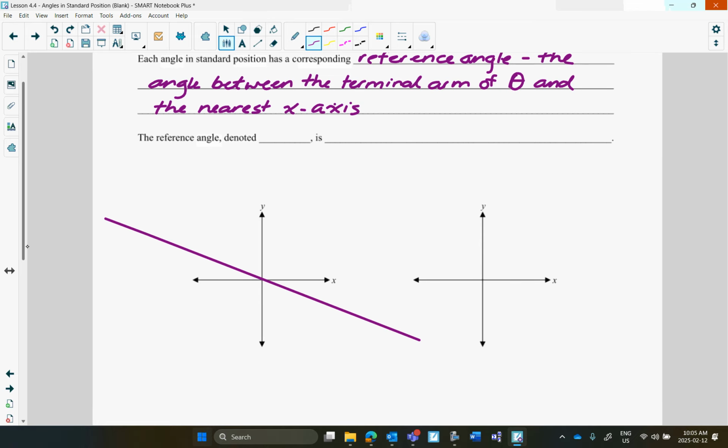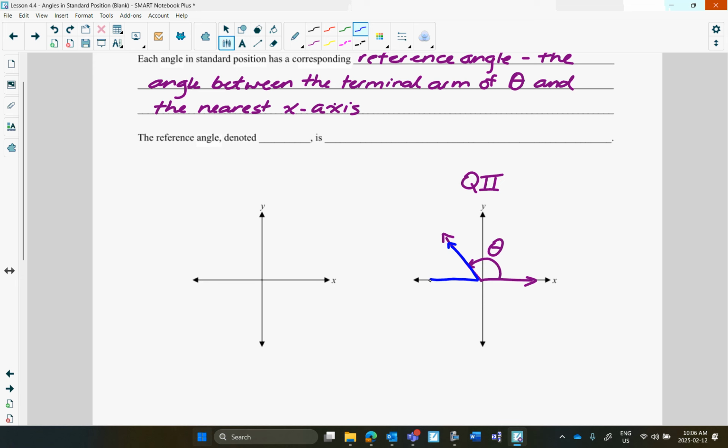So before I do quadrant 1, I'll do quadrant 2 because I think it'll make a little bit more sense to you if I do this one first. So let's draw an angle in standard position in quadrant 2. Initial arm, terminal arm, there's theta. According to the definition I just wrote for a reference angle, where is the reference angle? So it's this arm as well, and then the nearest x-axis, which is this one, not this one. So this is the reference angle.